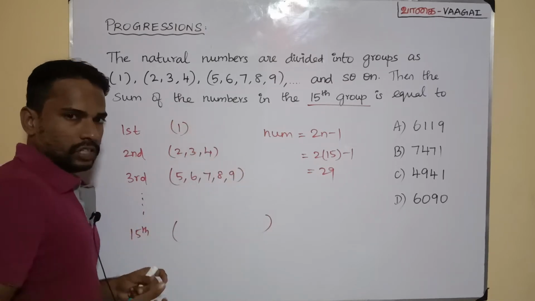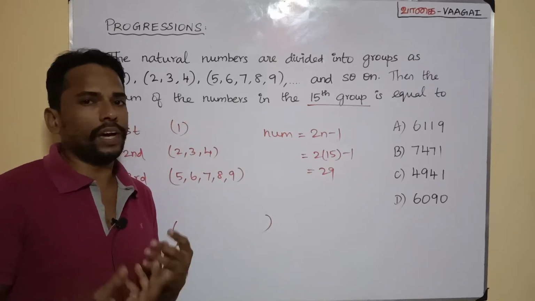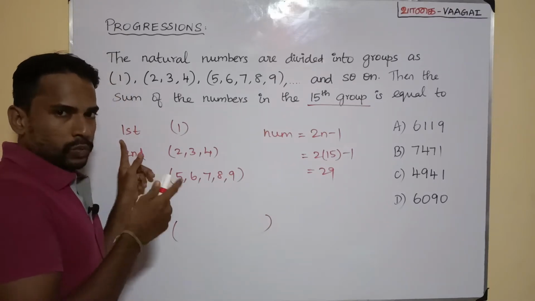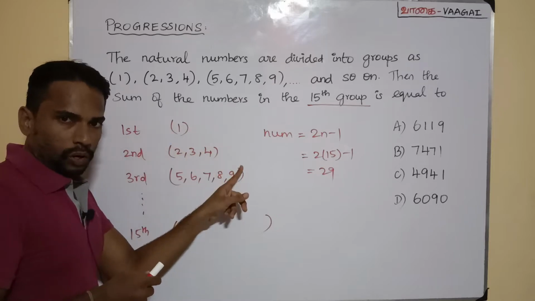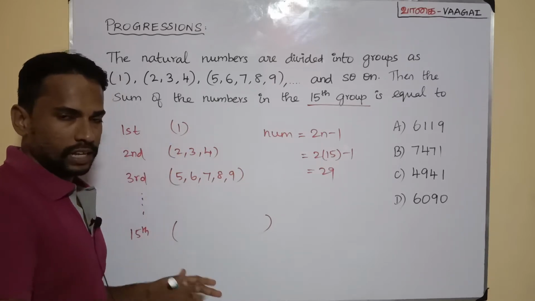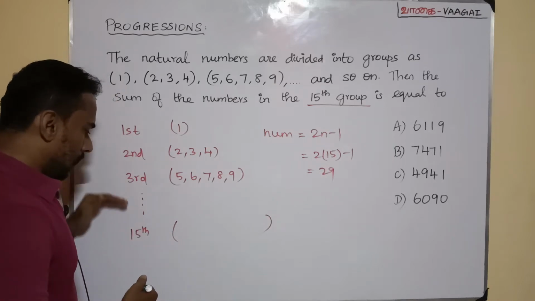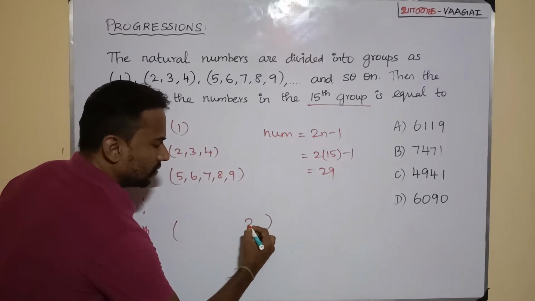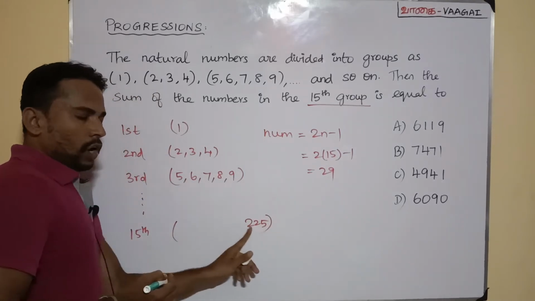This pattern goes like this. If you clearly observe, it's nothing but the square of those respective numbers. So first group, 1 square is 1. Second group, 2 square is 4, ending with 4. Third group, 3 square is 9, ending with 9. So in that sense, if you observe this, our 15th group will definitely end with 225, because 15 square is 225.